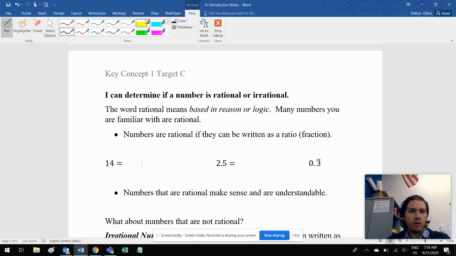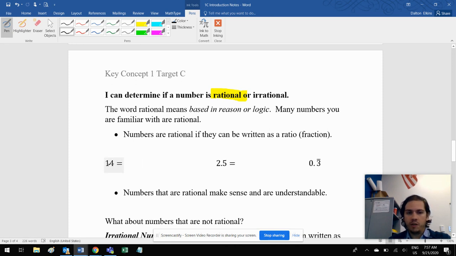Now, when you think about the word rational, the word rational means that something is based in logic or reason, basically meaning it makes sense. It's understandable. You can comprehend it. So many numbers that you're familiar with are rational. And what rational means in a math sense is that it can be written as a ratio, which is a fraction. So let's just look at some examples.